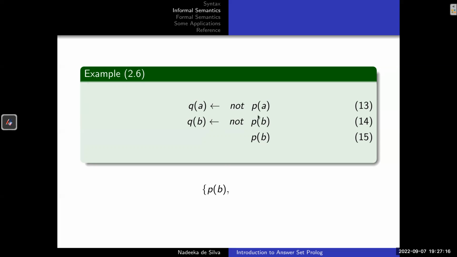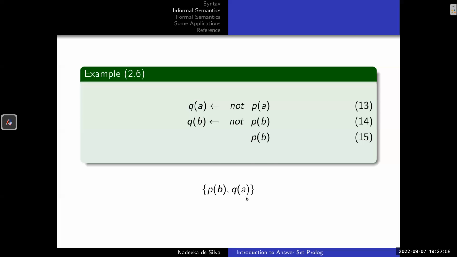So if this fact is in my answer set, then I am not going to worry about rule 14, because the body of the rule is not satisfied by the set, because PB is in this set. Therefore, I'm not going to include the QB head. But if I go to rule 13, PA is not in this set, so I am believing the body is satisfied. So I am believing in the body. I have to include the head. Okay, so the answer set for this program is PB and QA.